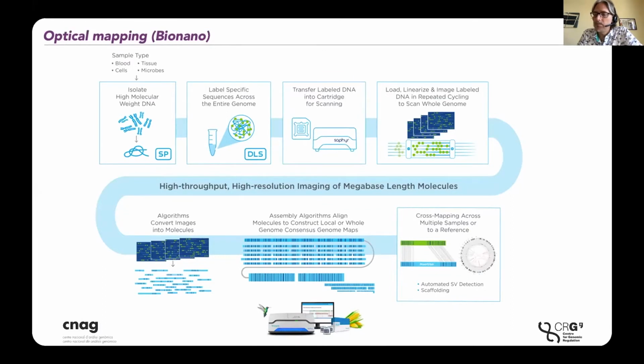Optical mapping is another approach that is being used on some projects, though we don't have the hardware in our lab. Sometimes we have data from other projects. And optical mapping is a complementary approach, and this can help achieve chromosome scale.